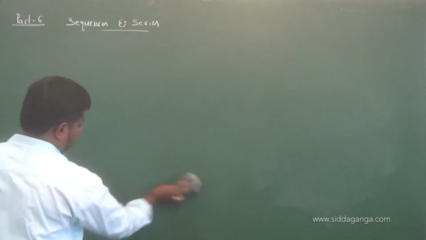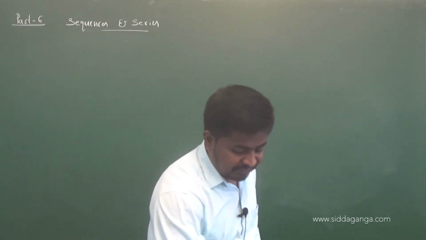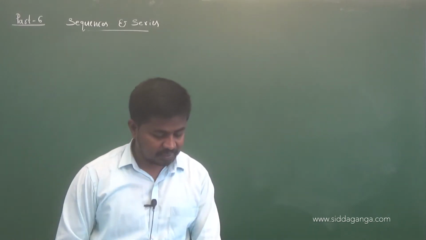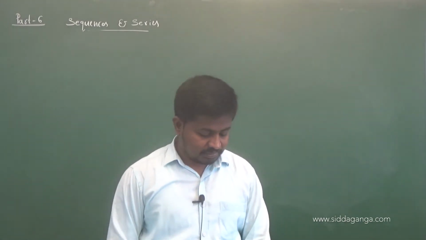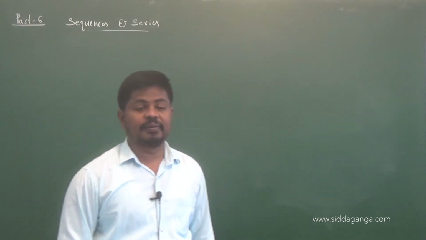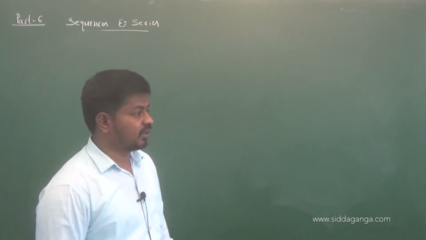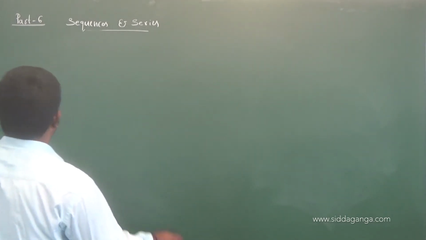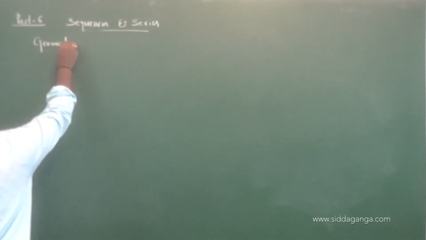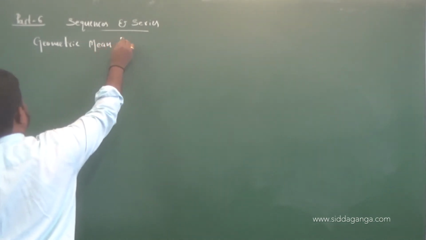Okay, this is about the sum of n terms and the sum of infinite terms of a geometric progression. Now, let me discuss the geometric mean, the same as the arithmetic mean. In the last progression, the arithmetic progression, we discussed the arithmetic mean, right. So, here also we are going to discuss the geometric mean. Geometric mean, we call it GM.